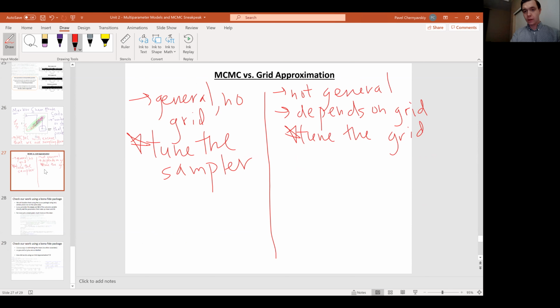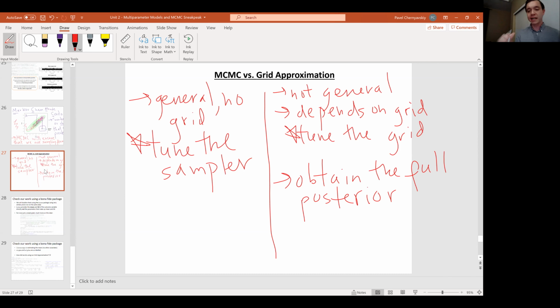So with grid approximation, we do obtain the full posterior, because we evaluate it at every single possible data point. And if we're able to evaluate it at every possible grid point, we obtain the true full posterior.